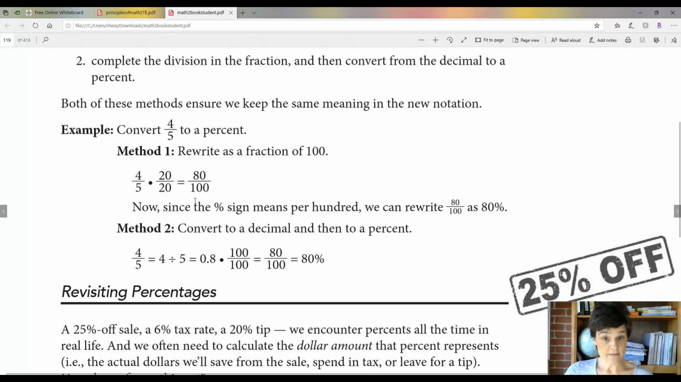That's the first method. The second method is just simply divide. 4 divided by 5 gives you 0.8. But remember, when you're changing a decimal to a percent, move the decimal 2 places to the right, and then you would get 80%. So these are the 2 different methods that you can change a fraction into a percent that does not have 100 on the bottom.